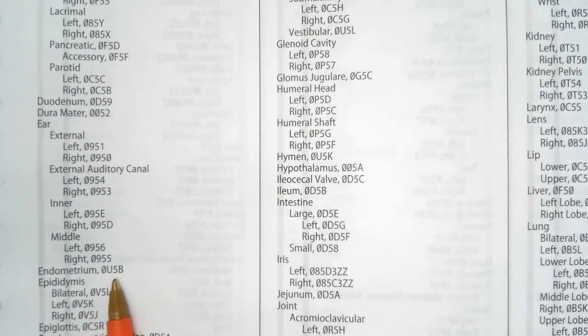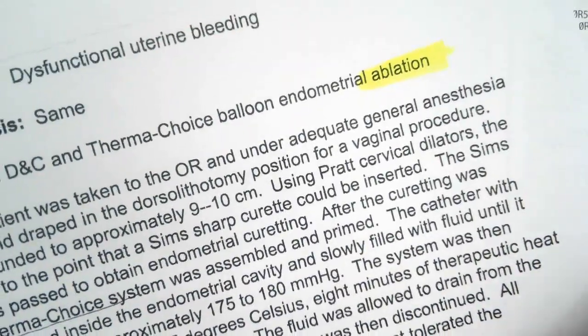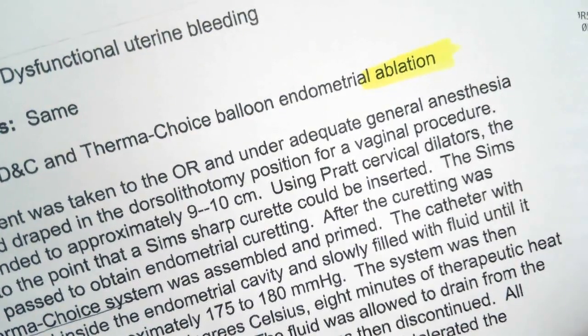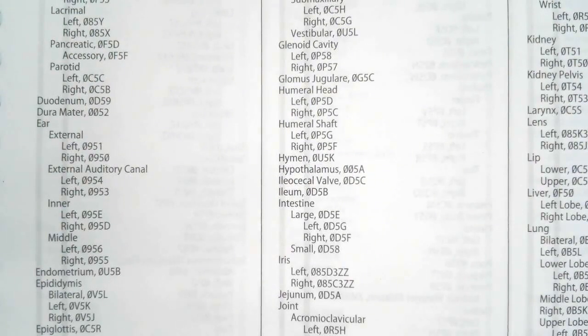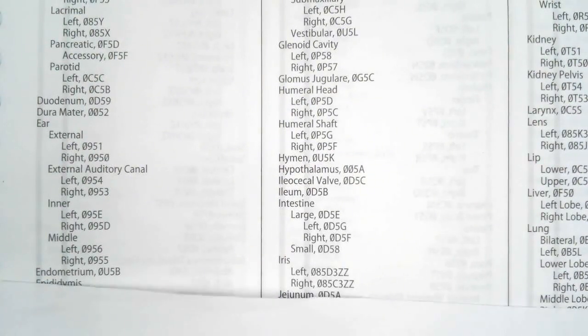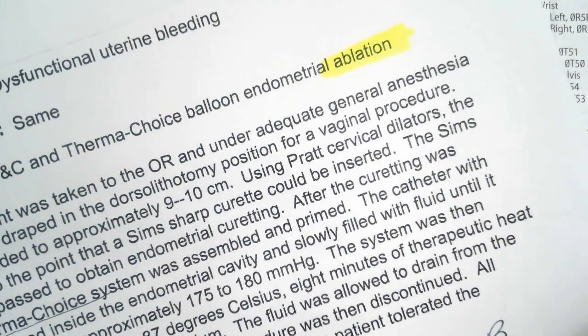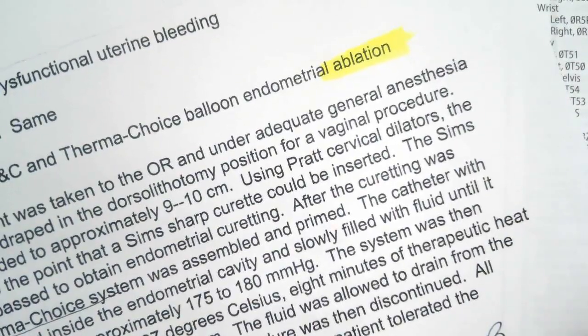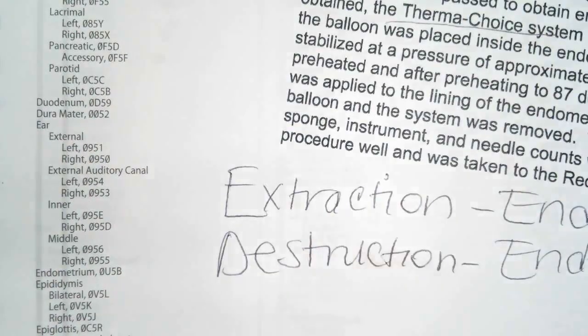Endometrium, table 0U5. So that was the destruction. I'm going to write off to the side, table 0U5, and the index gave us a body part value of B. Actually, I wrote that wrong. So 0U5B, okay?